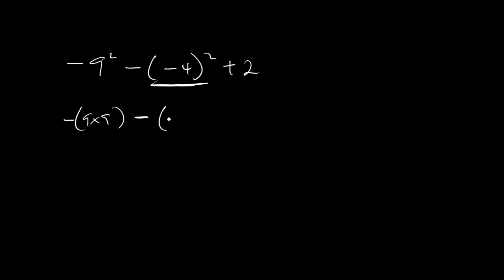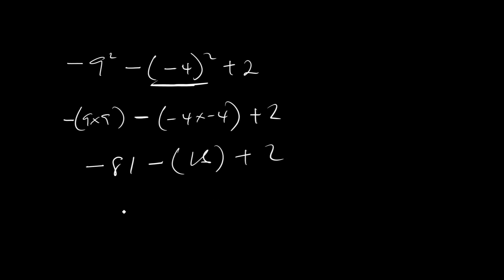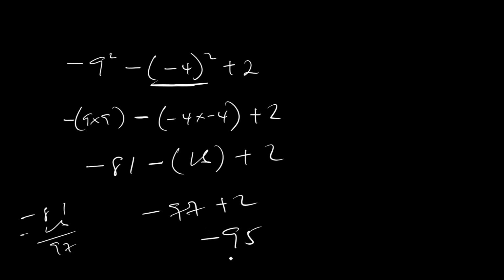Now this one, we have to square everything, the same as minus 4 times minus 4 plus 2. So this one is 81 minus, so negative is plus, so we have 16, plus 2. So we have neg 81, then neg 16. So we have neg 97, plus 2. So I'll take 2 from this, which gives us neg 95.